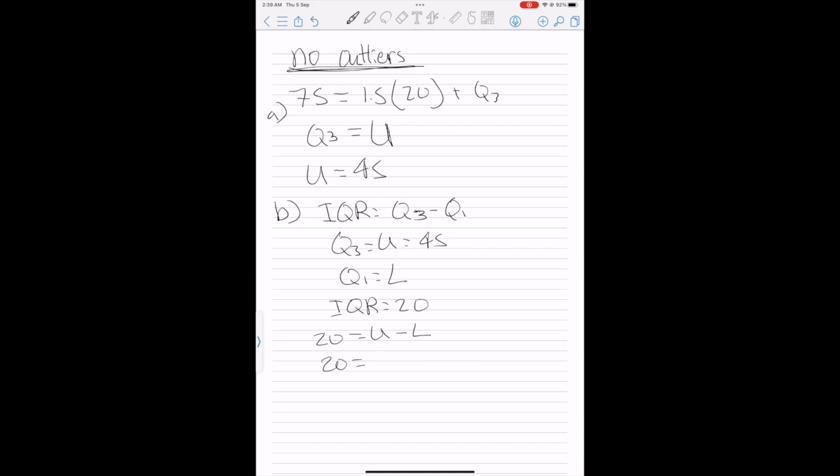And by having Q3, which is U from part A, and the value of the interquartile range, you can plug in those values to get that L is 25.